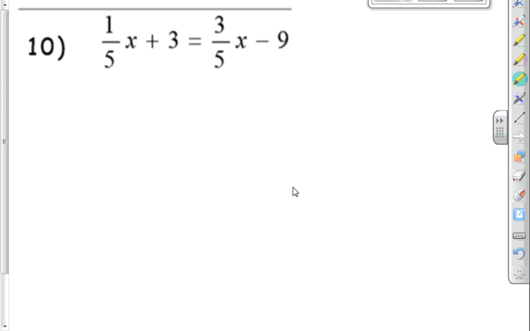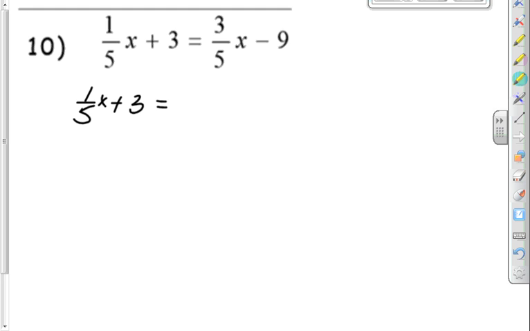Garofalo's podcast. In this episode, we're looking at solving equations, worksheet G, problem number 10. This worksheet contains all equations that have fractional coefficients, and as we discussed in class today, there are a number of ways you could approach these types of problems. I'd like to remind you of a couple of the strategies that we discussed by doing this problem here. This is 1/5 x plus 3 equals 3/5 x minus 9.